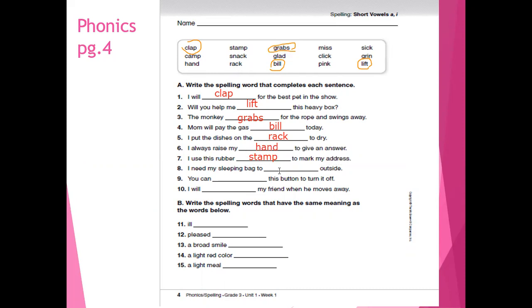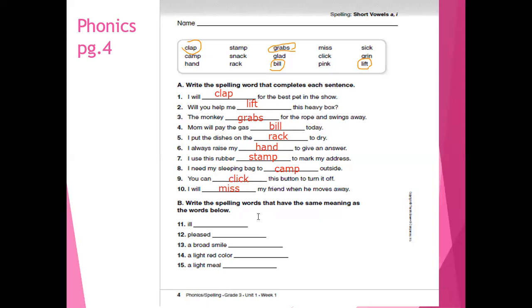I need my sleeping bag to camp outside. You can click this button to turn it off. You should click the button. Click and press have the same meaning. I will miss my friend when he moves away. I will miss him.